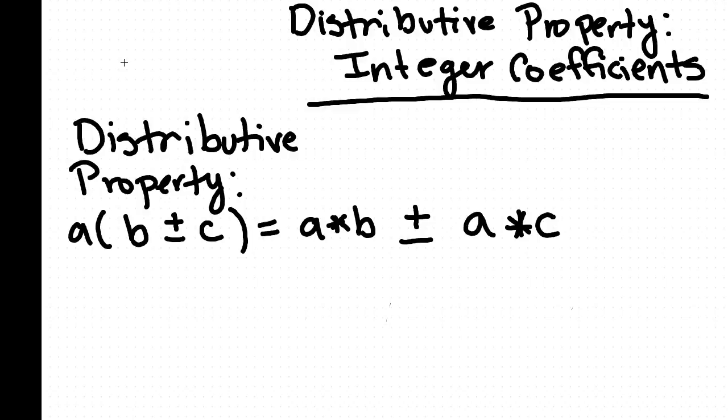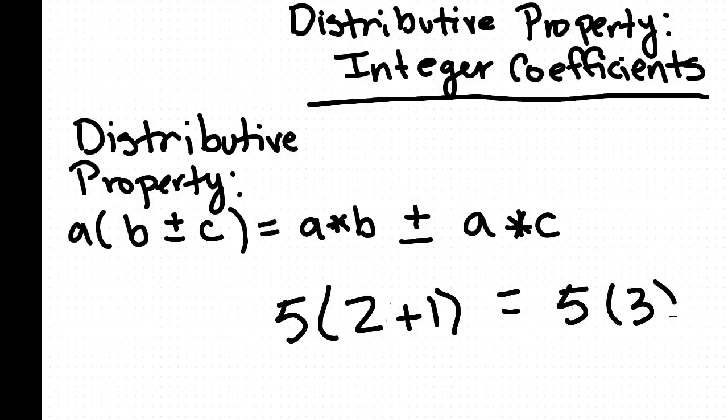Seems like you just changed that expression. How do you know you'll get the same answer? Well, let's suppose we have 5 times 2 plus 1. Without the distributive property, we would simplify this down to 5 times 3, since 2 plus 1 is 3, which is equal to 15. Let's solve this using the distributive property now.